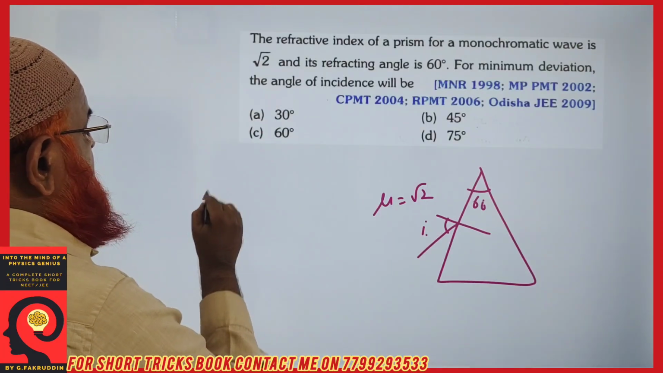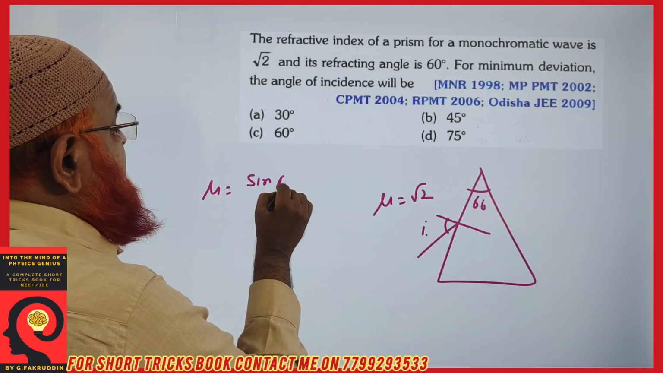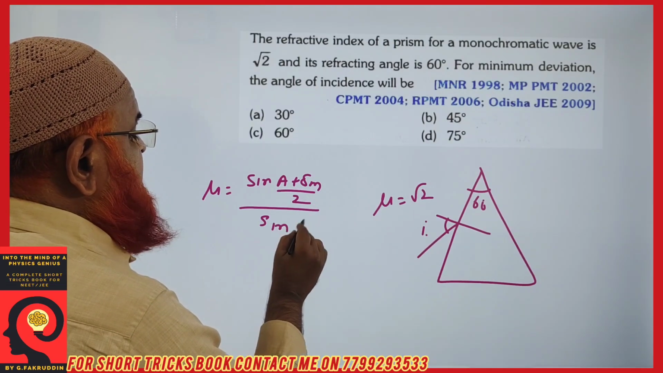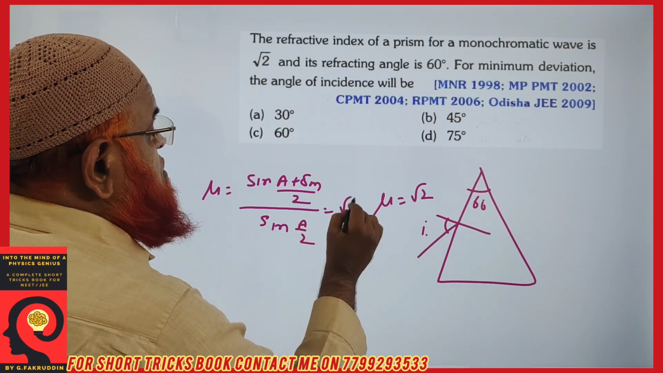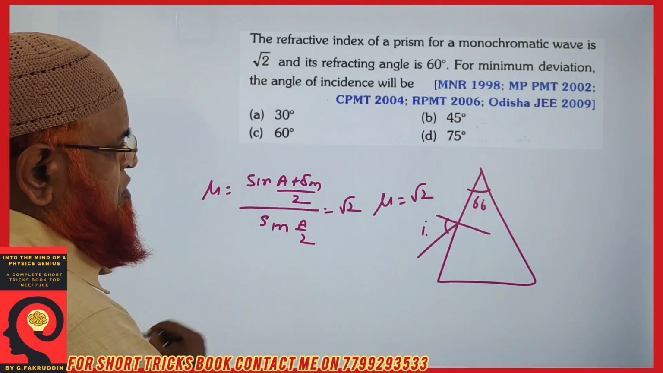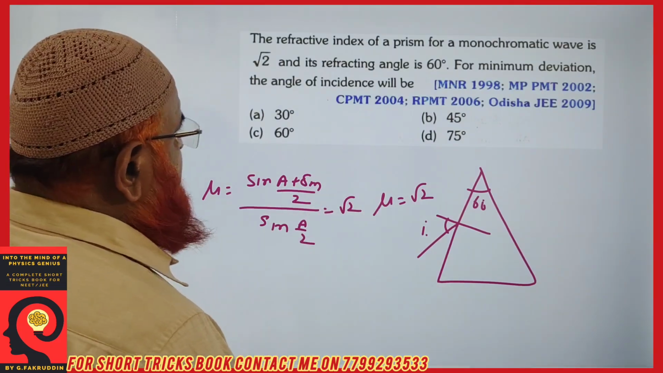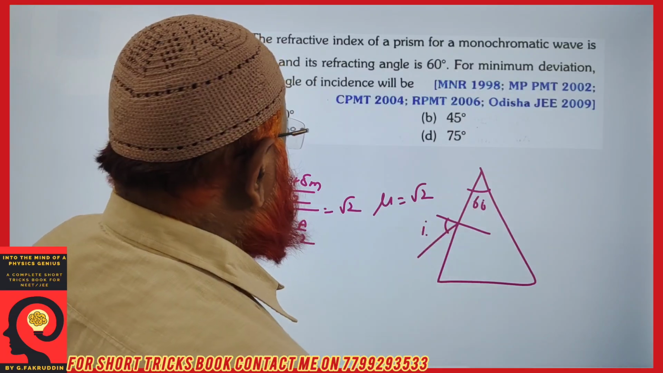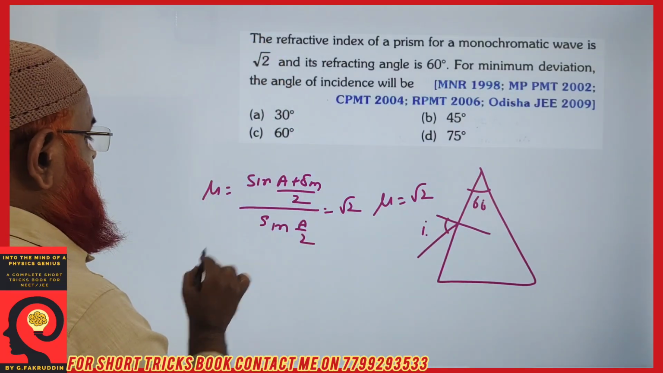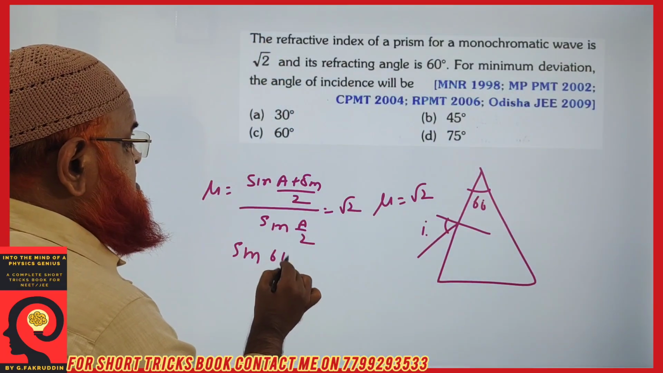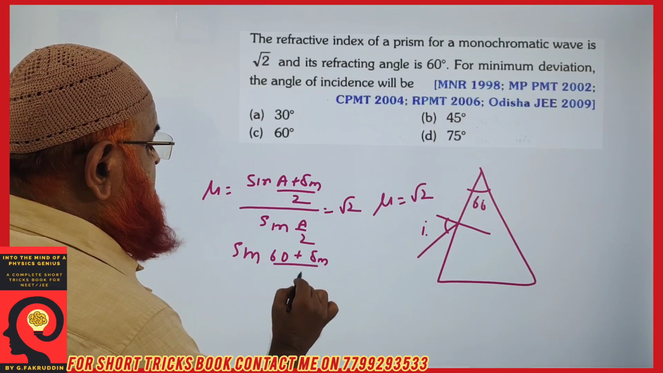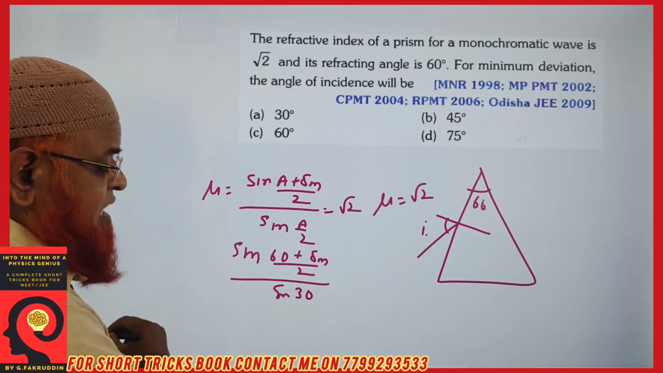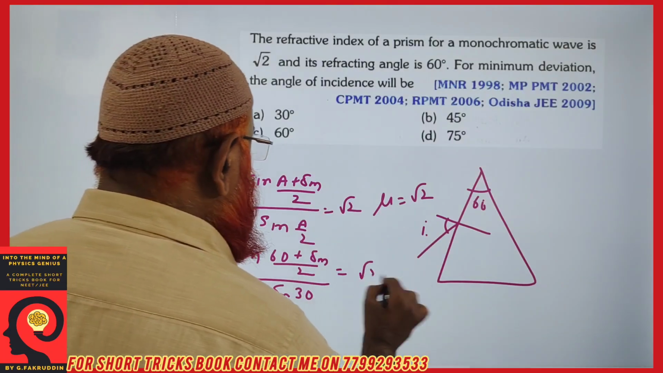Here we can write mu is equal to sin (A plus delta m) by 2 divided by sin A by 2, which is equal to root 2. He has given it as root 2. So the angle of the prism is how much? 60 degrees. So we can write this as sin (60 plus delta m) by 2 divided by sin 60 by 2. Sin 60 by 2 is sin 30, or not? Which is equal to root 2.